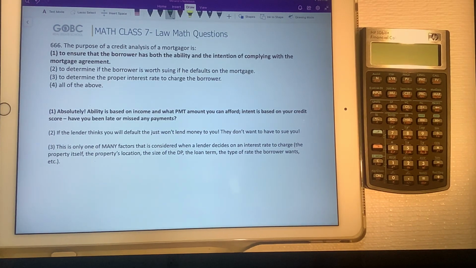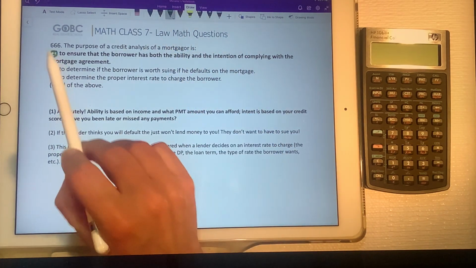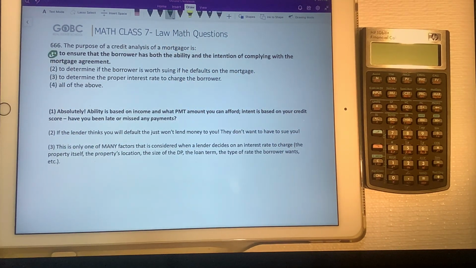So mortgagor, remember, is the borrower. So this is just simply to ensure that the borrower has the ability and the intention of carrying out what they've promised in the mortgage agreement.